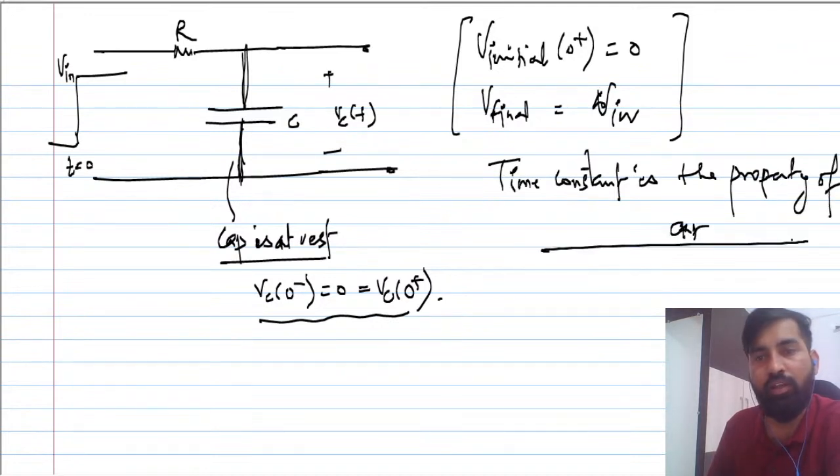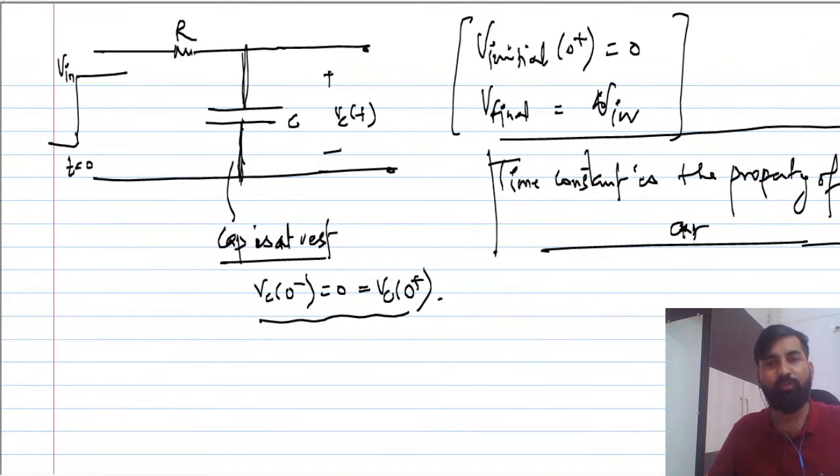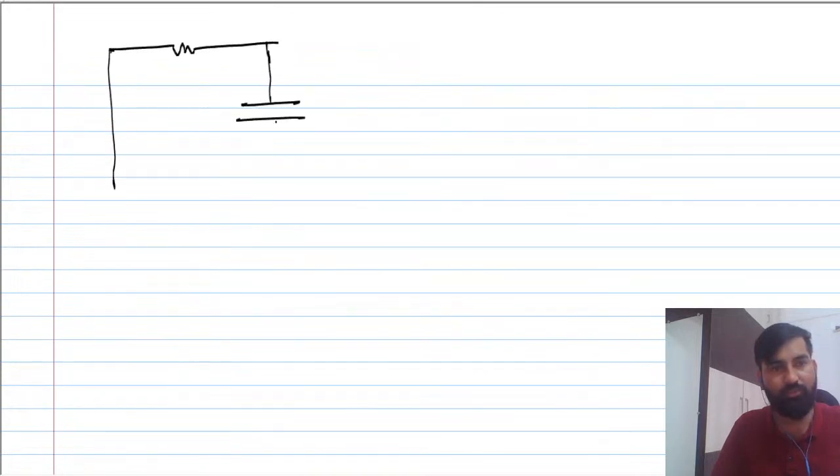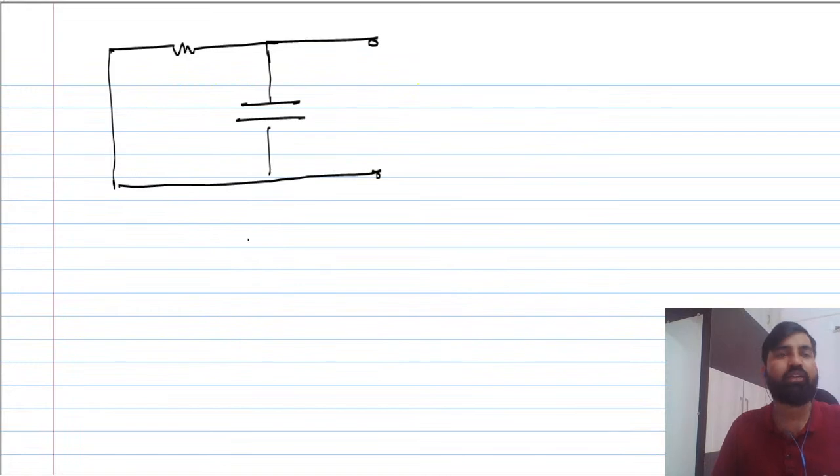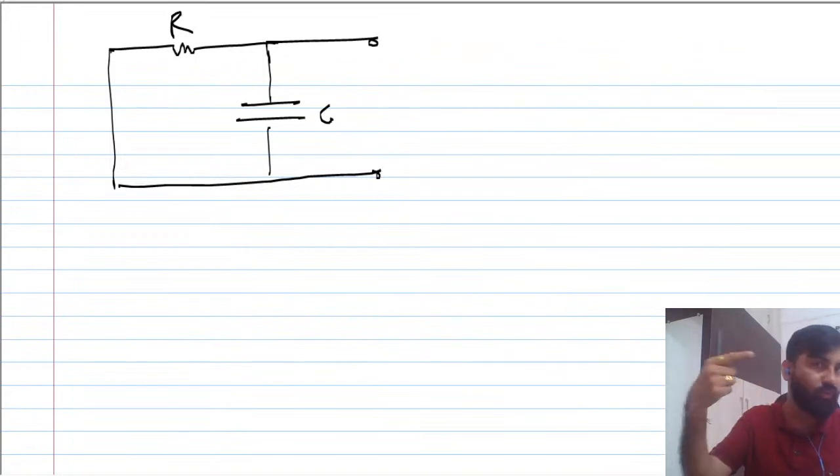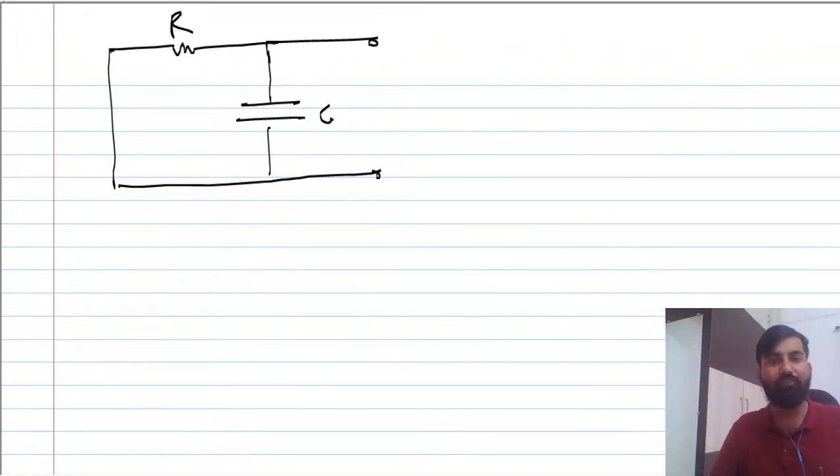While finding the time constant, remember this, you replace the voltage source, the input voltage, by a short circuit. Already you know how to replace an ideal voltage source by a short circuit, right? So now the capacitance is here, and this is R. Whenever you're trying to find the time constant, you have to always see through the capacitance and find R equivalent.